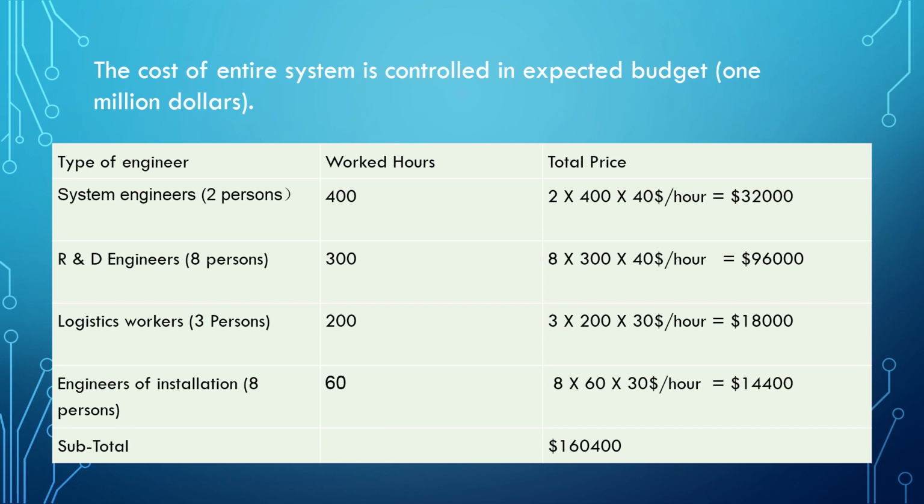Next, this is the cost of the manpower. First, we show the number of the engineers. We have 2 system engineers, 8 R&D engineers, 3 logistics workers, and 8 installation engineers. For different engineers, we have different hourly prices and different worked hours. The total cost has been specified in the table, and the total could be $0.16 million.